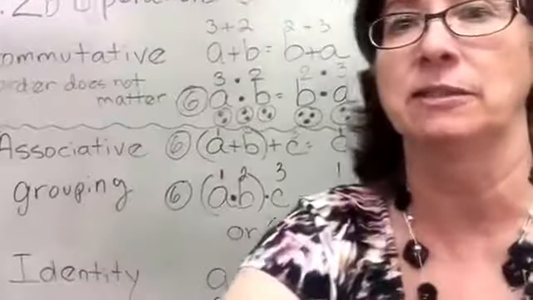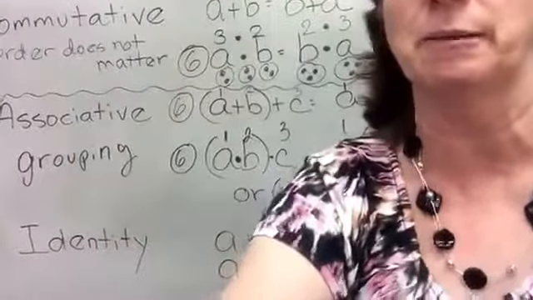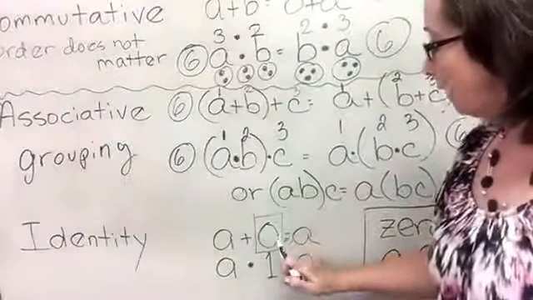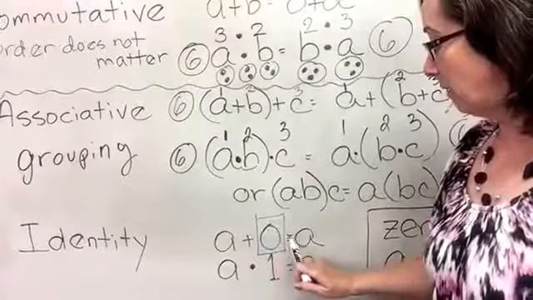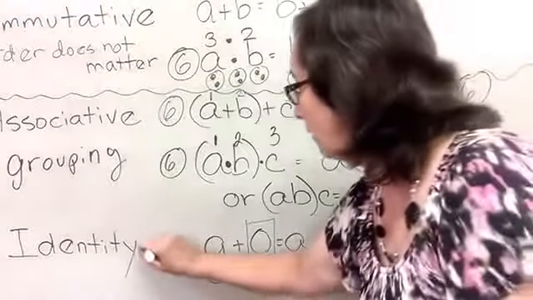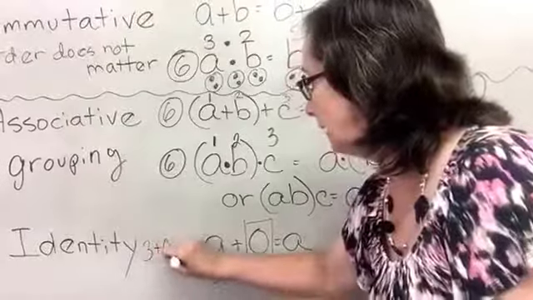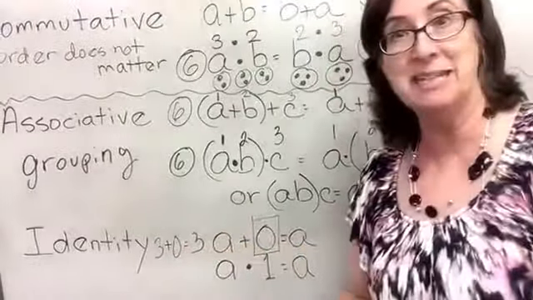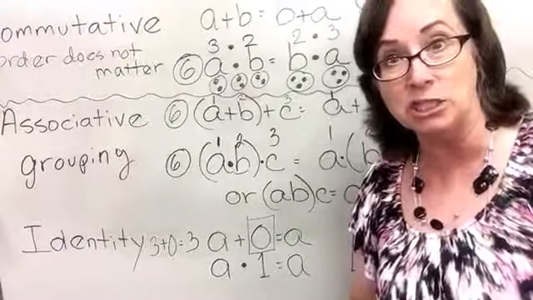Let me move this down just a little bit so you can see the bottom of the board. There you go. Okay, so A plus 0 equals A, or 3 plus 0 equals 3. That is my identity property of addition.